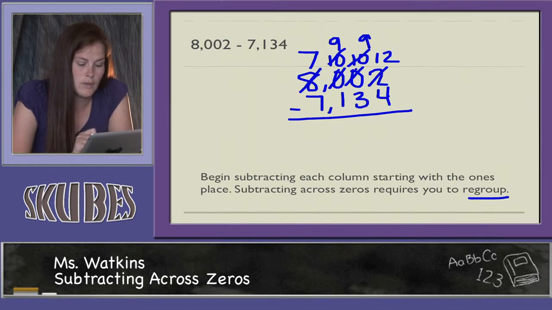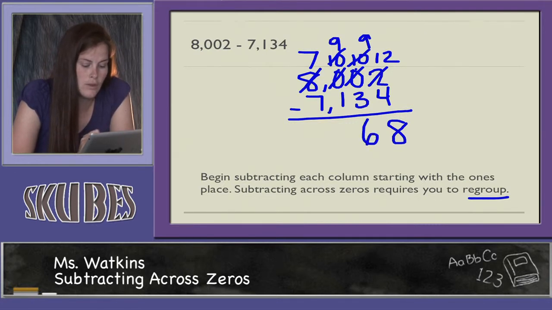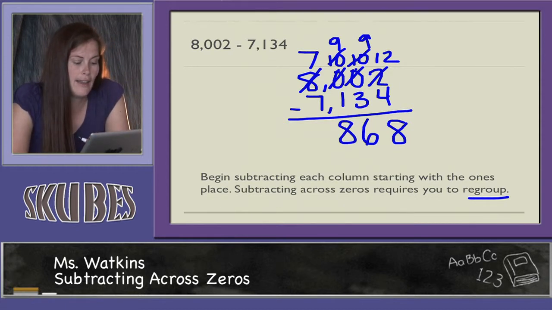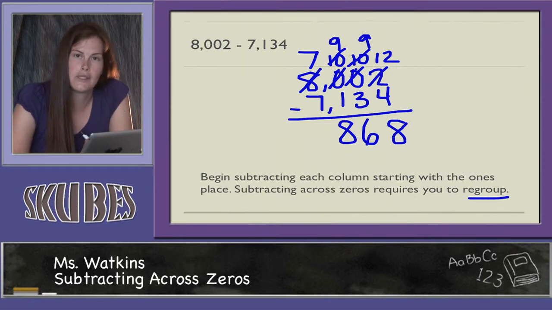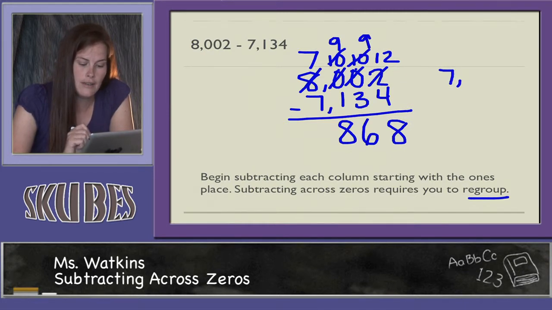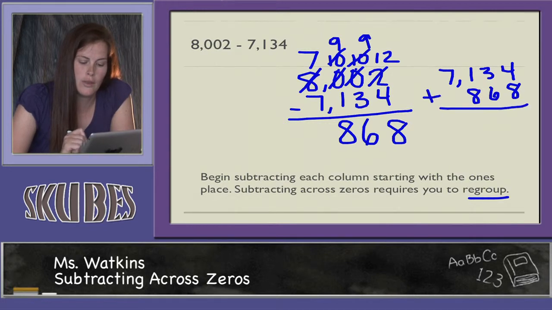12 minus 4 equals 8. 9 minus 3 equals 6. 9 minus 1 equals 8. And 7 minus 7 equals 0. So 8,002 minus 7,134 equals 868. If you wanted to check your work with subtraction, remember you can simply add 7,134 with your answer, and that will give you the total that you started with.